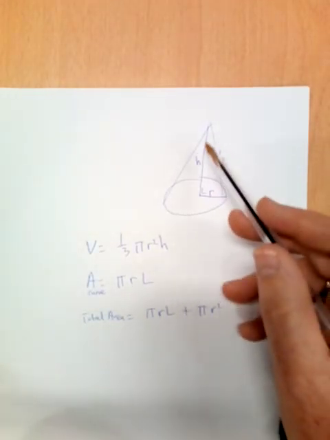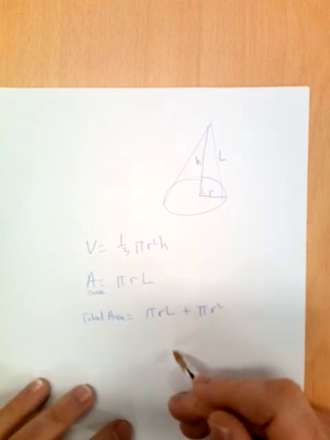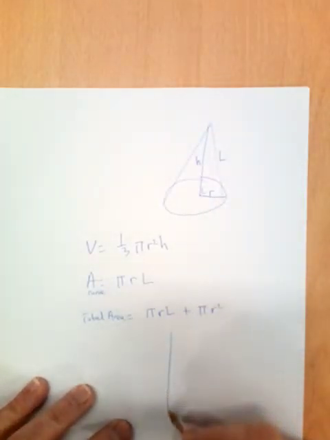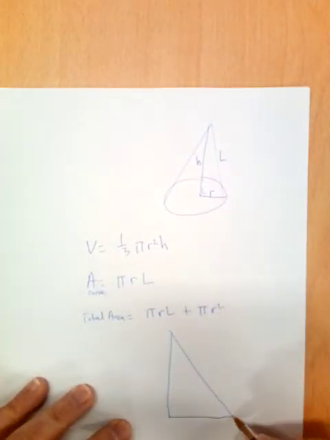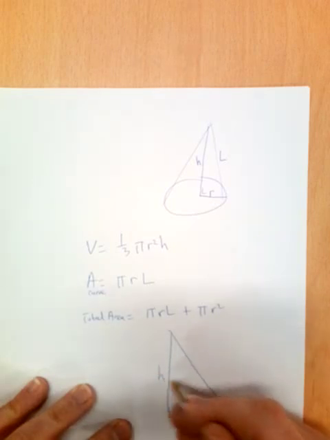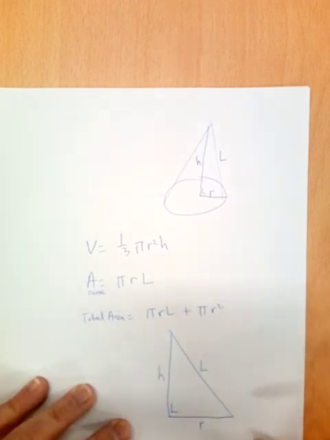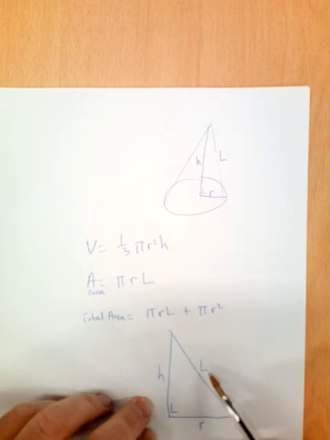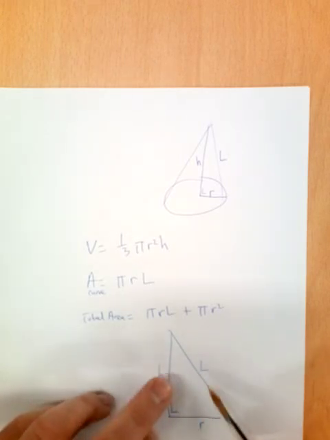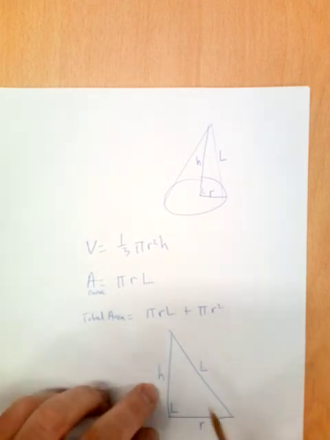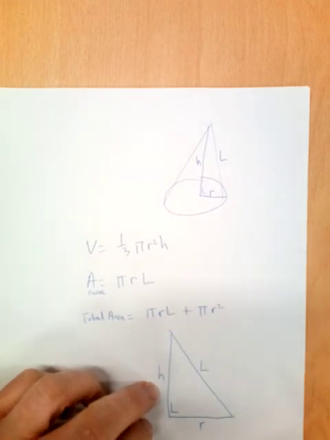Now, one little thing that can happen here, and I'm going to show it to you. If I was to look inside this, what I'm seeing is this. Radius, height, length. That's a right angle triangle, which means I can use Pythagoras to find one of these if I know the other two. Okay, so just be aware of that with the cone.